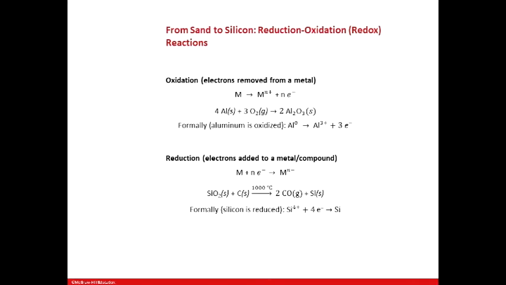So we take the silicon plus carbon, 1,000 degrees, to get carbon monoxide, which is a poisonous gas, so it has to be vented properly and handled properly, plus your solid silicon. And this is your raw silicon here. Okay, this gives you silicon metal that's further refined to make metal for your cell phone.